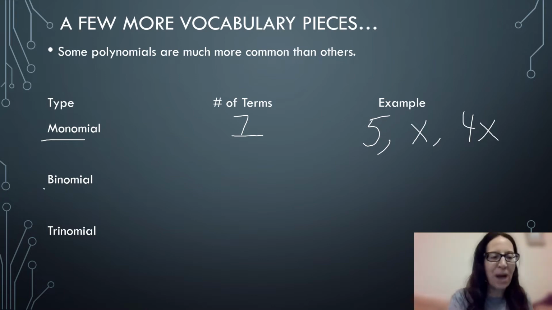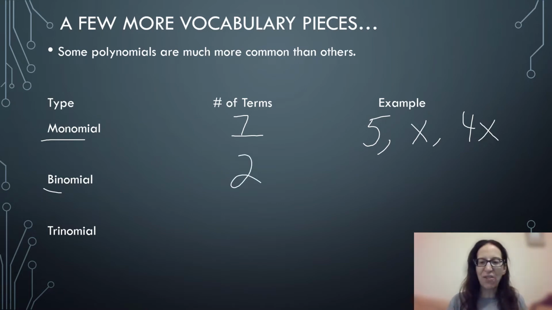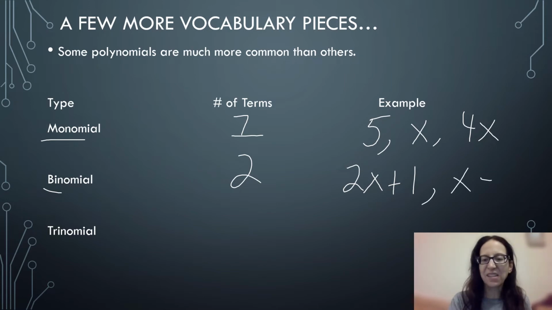The prefix bi means two, and so a binomial is a polynomial that has two terms, and you've seen all kinds of these, stuff like 2x plus 1 or x minus 5. Those are binomials because there are two terms. So you've got 1, 2, two terms.